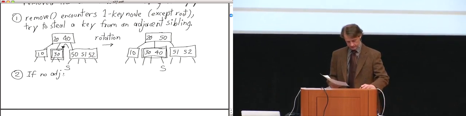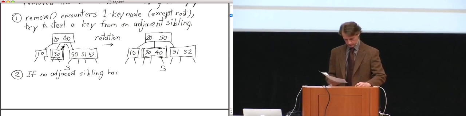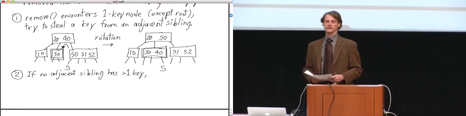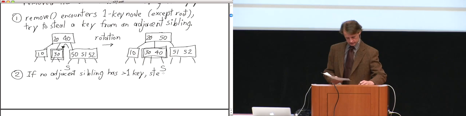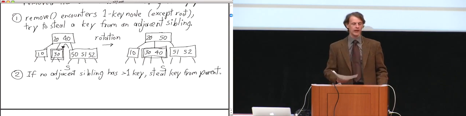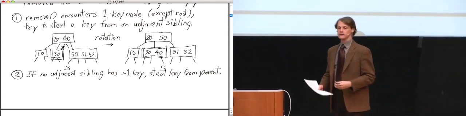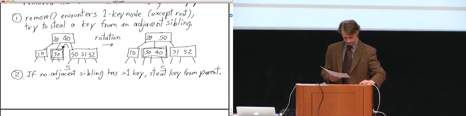If no adjacent sibling has a key, what do we do? Well, then we do sort of the opposite of what insert does. We steal a key from the parent. And because we previously treated the parent the same way, the parent will have at least 2 keys, so it's always got one we can steal. Unless it's the root. The root's special.